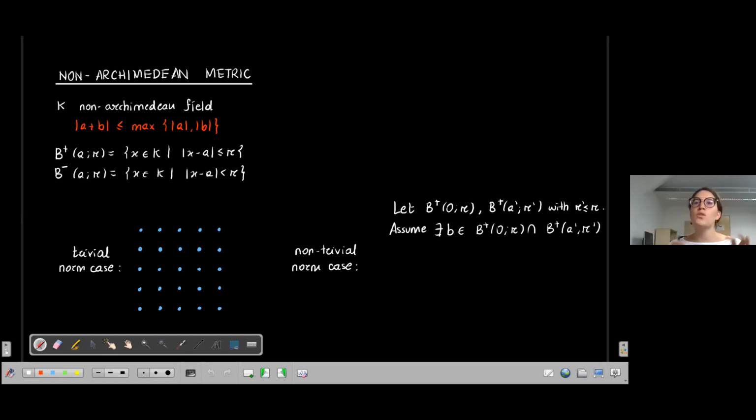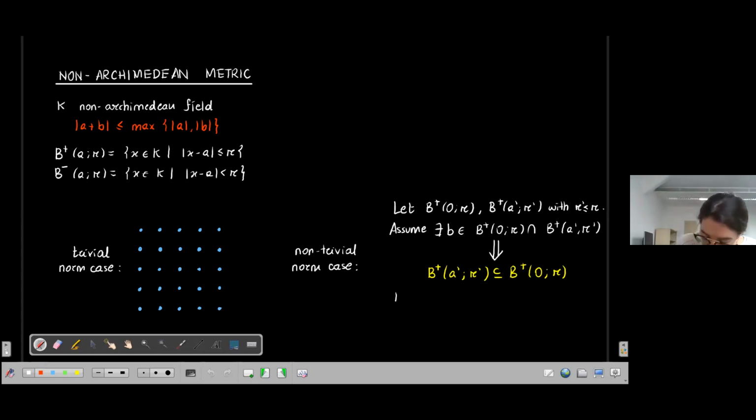And let's assume that these two balls are not disjoint. So there is an intersection between the two balls, and I call an element of the intersection B. Then what we can prove, and it's an elementary application of the strong triangle inequality, is that since these two balls have an intersection, then in fact one contains the other. So let me show you how you can prove such a statement.